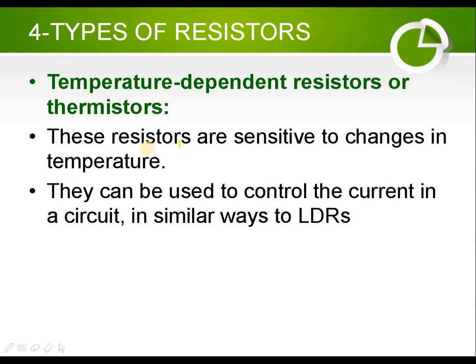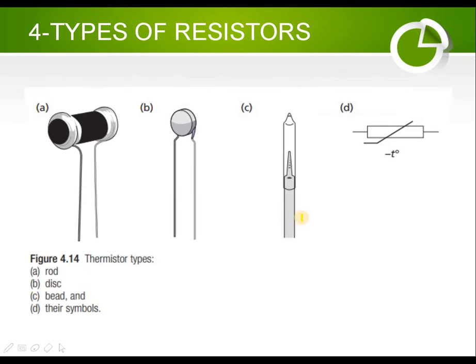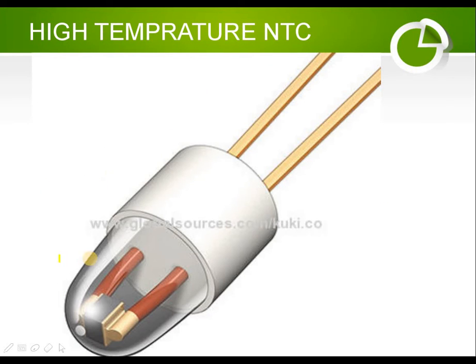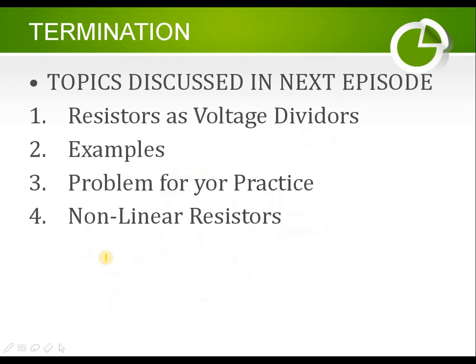This is a temperature dependent resistor, the same case, also called temperature sensors. Their resistance changes, like if temperature is increased, resistance is decreased, and there are different types. For example, here you can see rod, disc, beam, and their symbols as well, different things. By the way, this is also a high temperature NTC sensor.